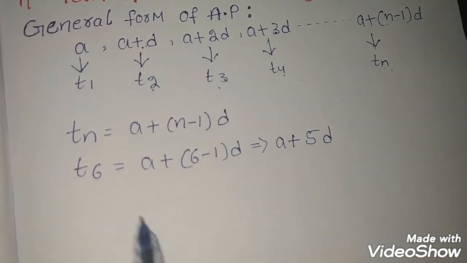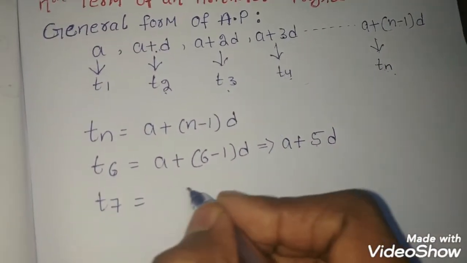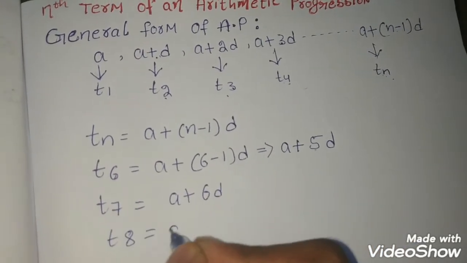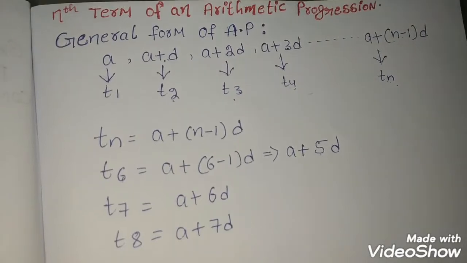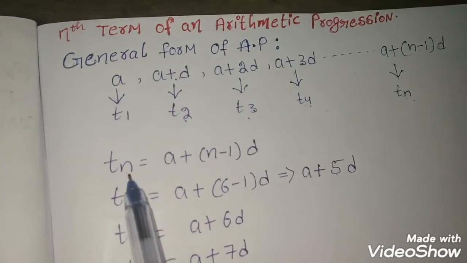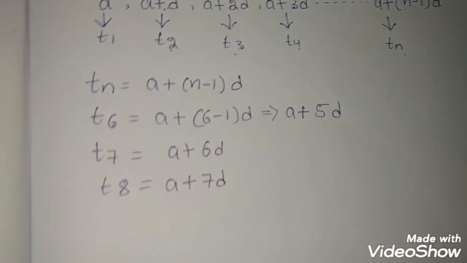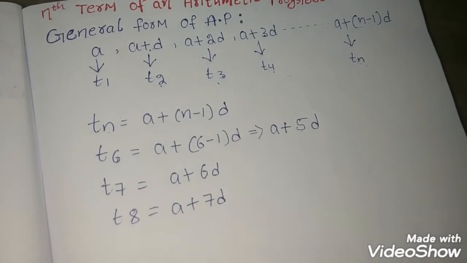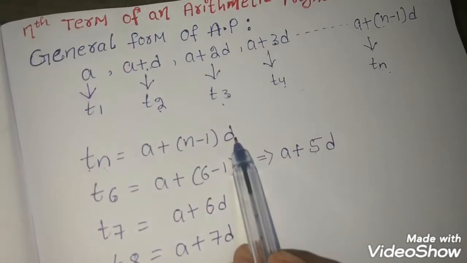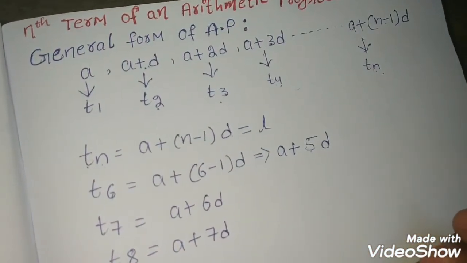What is the preceding number of 6? That is 5. Then tell me, what is term 7? Term 7 is A plus 6d. What is term 8? A plus 7d. So your confusion is clear. Then what is the nth term of an arithmetic progression? The nth term is A plus n minus 1 into d. So let's take some examples. Before that, see here, term n, A plus n minus 1 into d, can be denoted as small l.